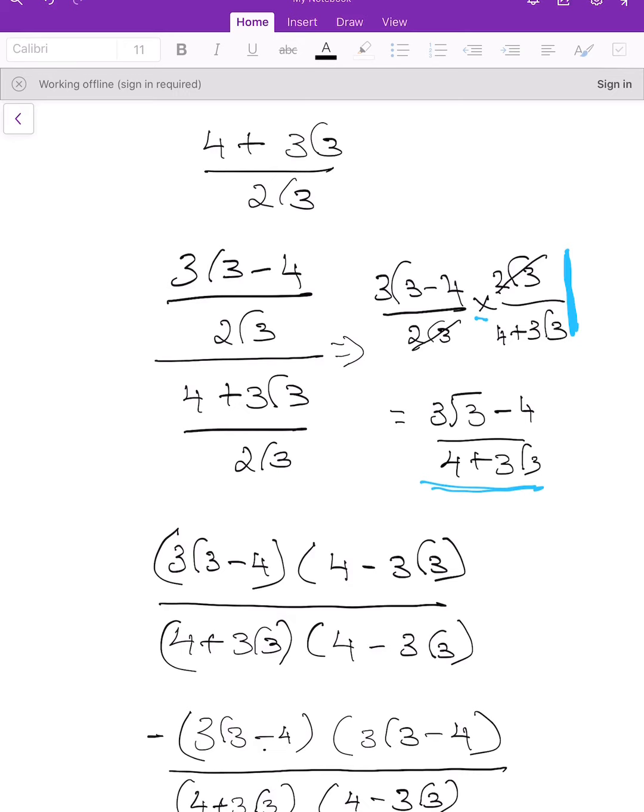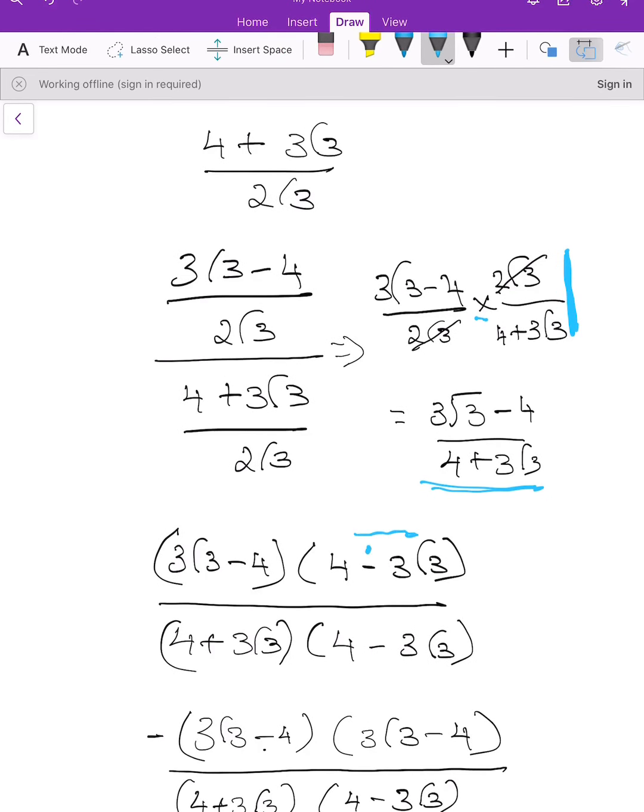So 4 plus 3 root 3 is my denominator. I'm writing the same 4 plus 3 root 3, but I'm changing the sign in between to minus. The same minus here. Because here there is a plus, I'll do it with minus. That's the only thing I'm doing. This is called conjugating.